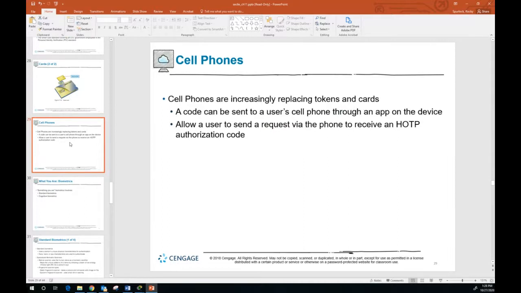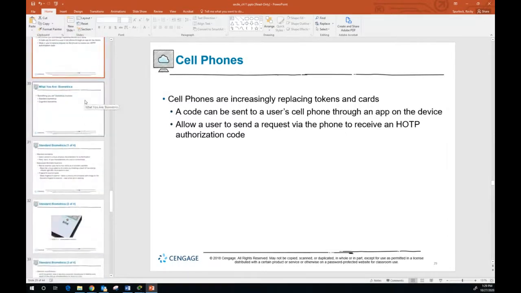All right, cell phones are increasingly replacing tokens and cards. And this is what I was discussing earlier, where the code can be sent to a user's cell phone through an app on the device. It also allows the user to send requests via the phone to receive a one-time password authentication code.